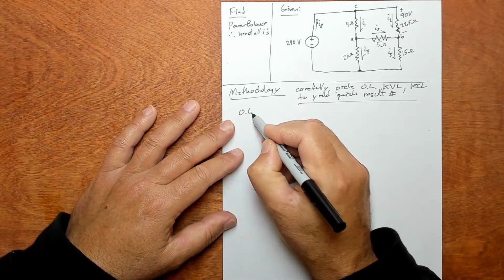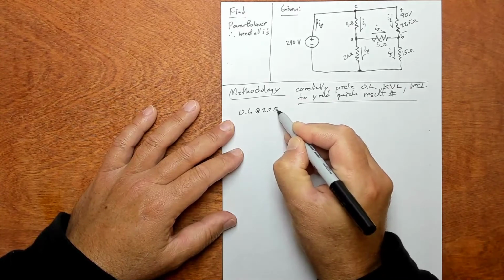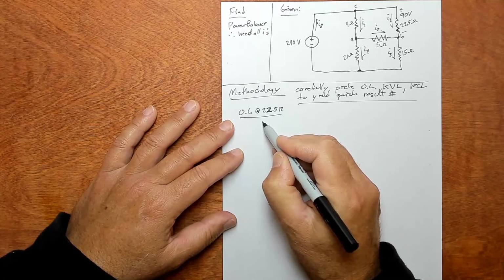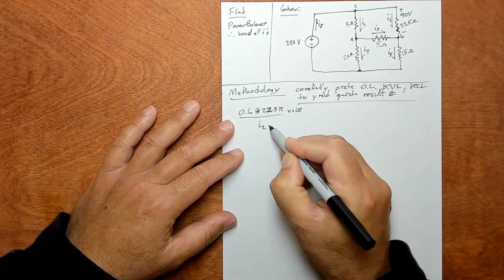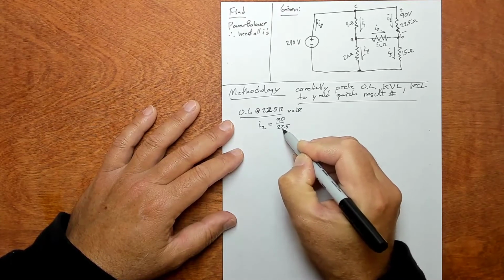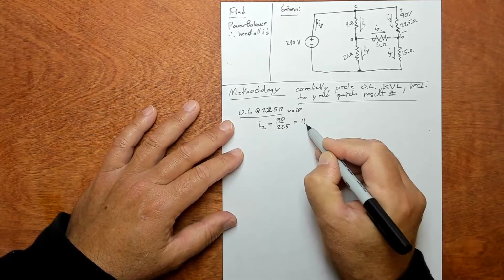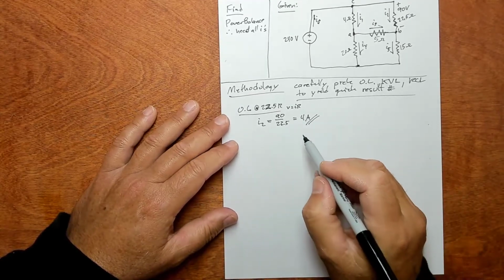Ohm's law at the 22.5 resistor is going to give us I2. So Ohm's law is V equals IR. So I2 is going to be 90 over 22.5, right? It's going to be the voltage over the resistance. So this is going to be 4 amps. So that's an answer that we're going to need later. So I'm going to mark it with this double underline there.